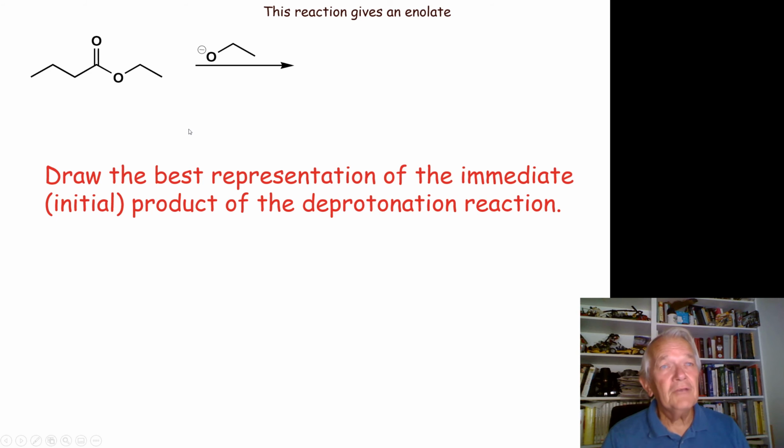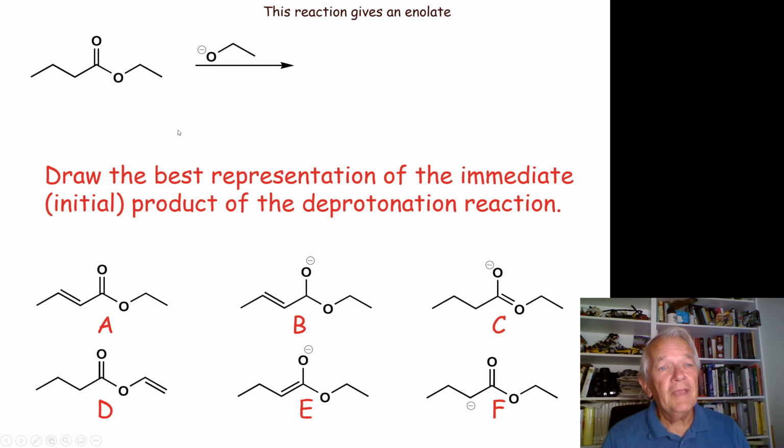So what proton is going to be pulled off? You all know the answer to this. Which one of these down here is an enolate? Well, there's only one that's an enolate. It's E. So the ethoxide is going to pull the proton off over there, grab it, and form our enolate. Now, if this was all there was to it, this would be kind of boring.